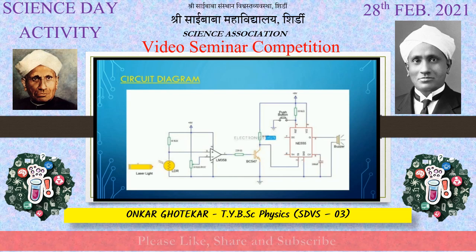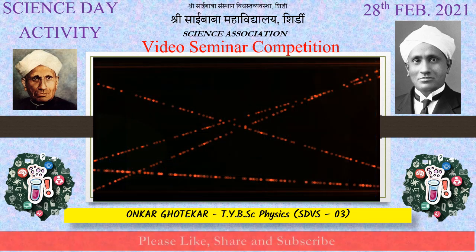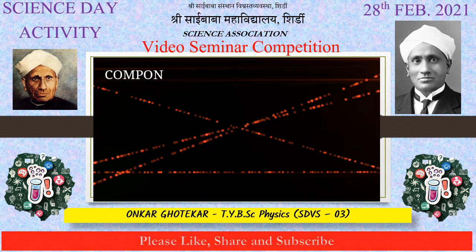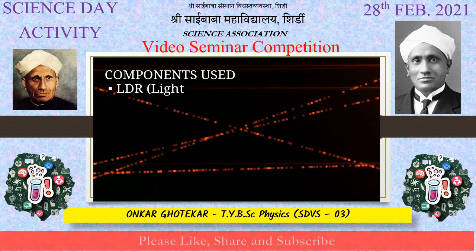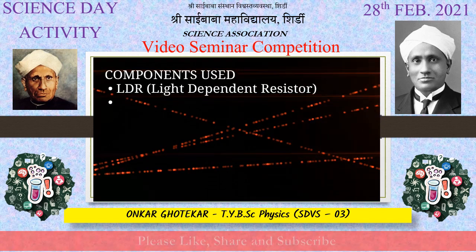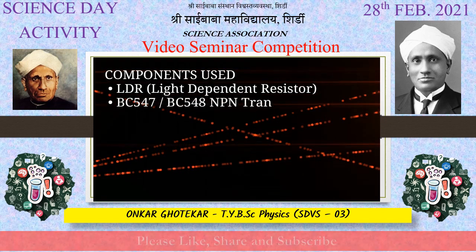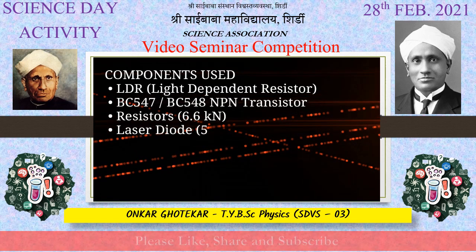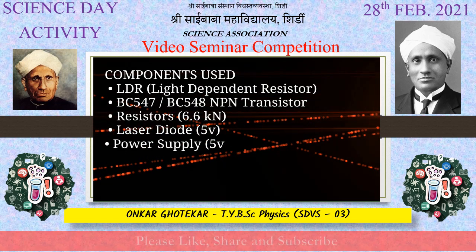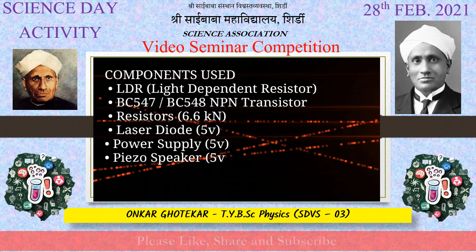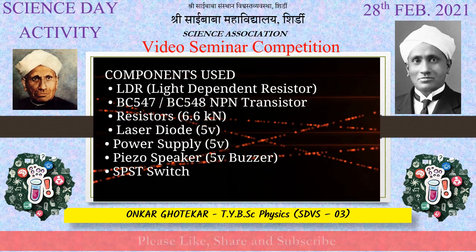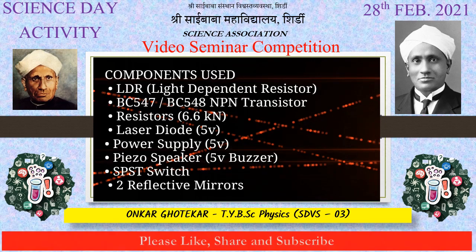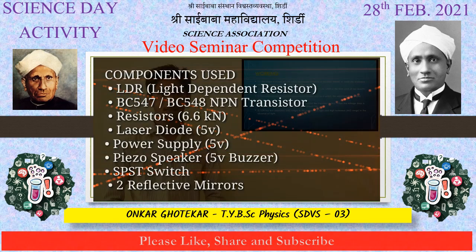Now this is the circuit diagram of the laser alarm security system. Now we discuss the components used in this project. First, LDR, light dependent resistor. Second, BC547/BC548 NPN transistor. Third, resistor 6.6 kilo ohm. Fourth, laser diode 5 volt. Fifth, power supply 5 volt. Sixth, piezo speaker 5 volt buzzer. Seventh, SPST switch. And eighth, 2 reflective mirrors.